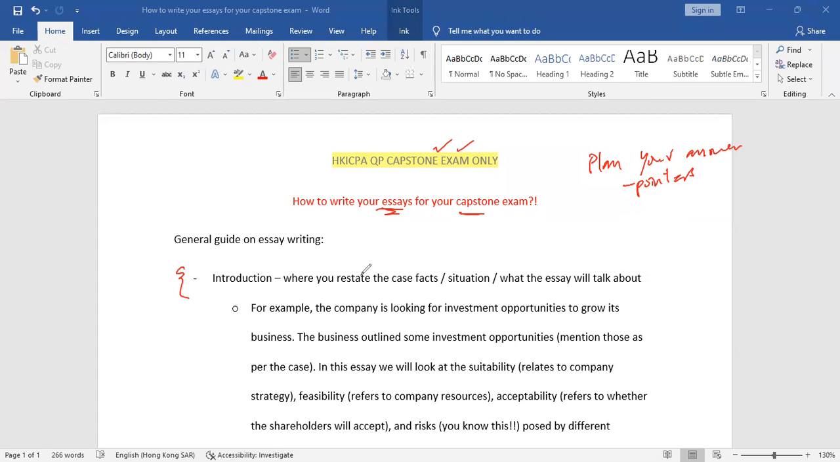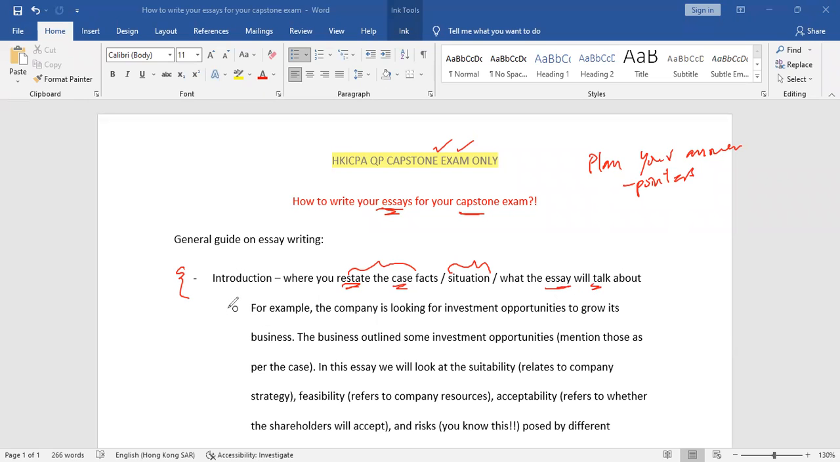Starting with the introduction, what you can do is restate the case facts. There could be several. You can look at the question and restate what kind of case facts you are going to look at, or which will be relevant for your answers in the body paragraphs, which we will talk about later in this video. You can restate the facts, you can restate the situation, what kind of situation the business is facing, so that the examiner who is marking knows what they are expecting in the answer, and what you have talked about in the answer as well. What the essay will talk about, that's the next thing.